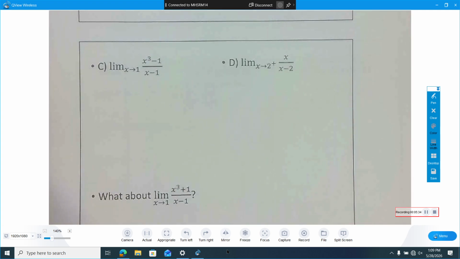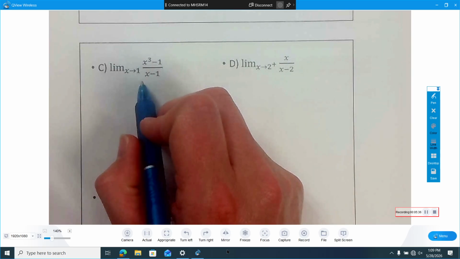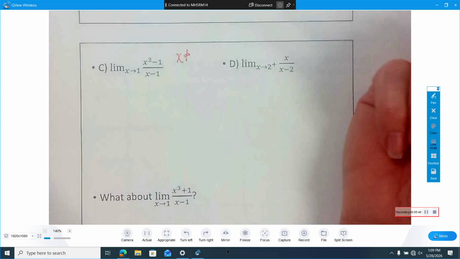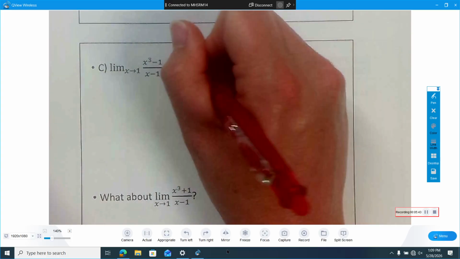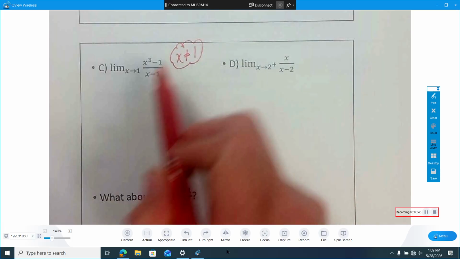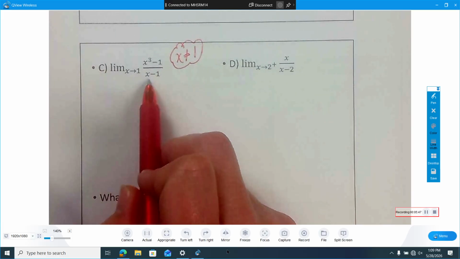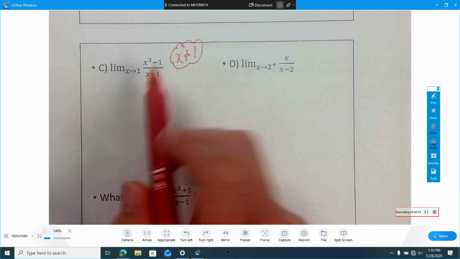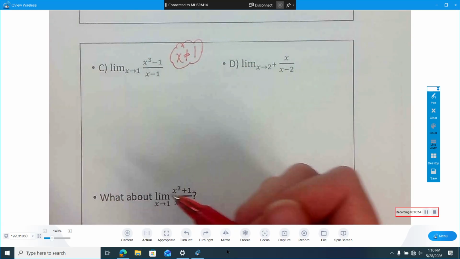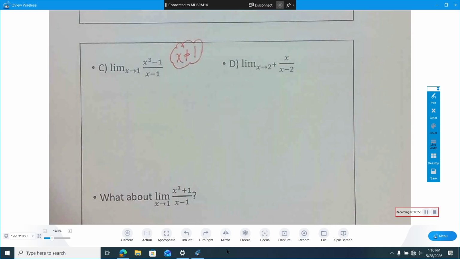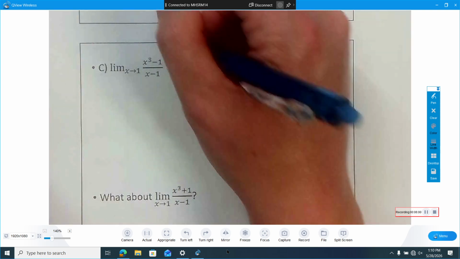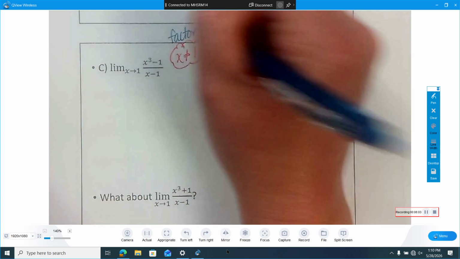Okay. Next. Letter C. All right, what is x not allowed to equal here? 1. X cannot equal 1. Ooh. So because x cannot equal 1, what's going to happen when I plug in the 1? It becomes undefined, all right? And this gives me a problem, okay? Because of that, I am going to use a factoring technique, okay?